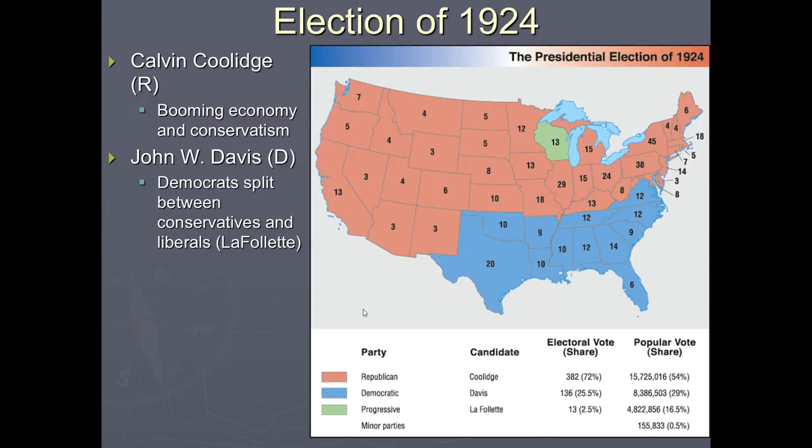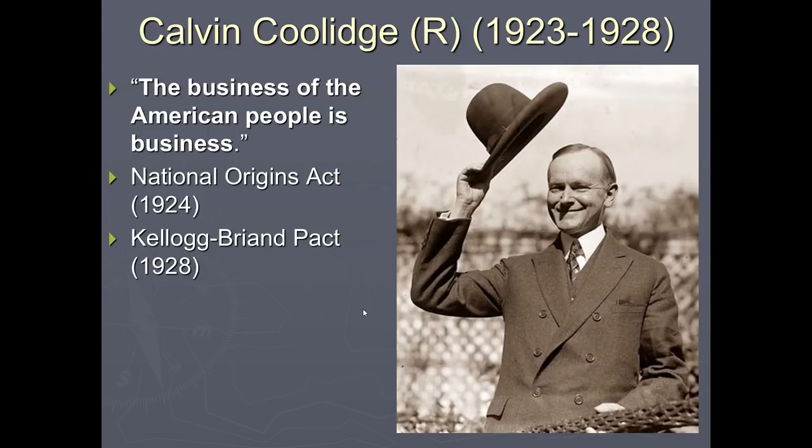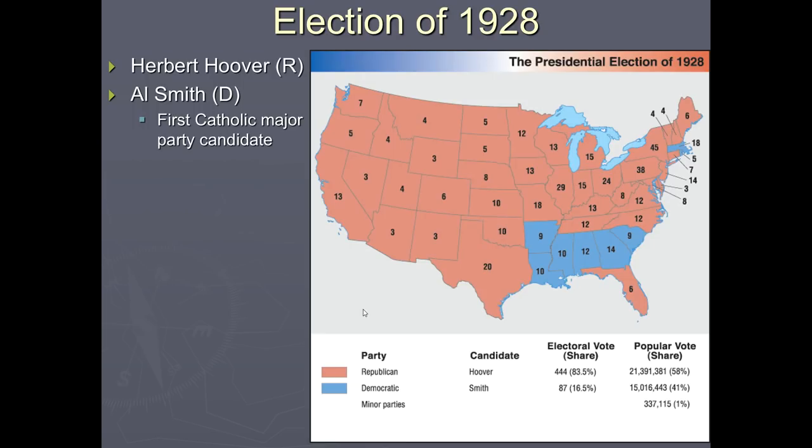Calvin Coolidge, who was the vice president, will take over as president and then run again in 1924 and will win mainly because he was conservative. The economy at the time was booming. He was known as Silent Cal. He didn't say a whole lot as president, probably the kind of president that we'd like today, right? But he believed that the business of the American people is business. And so he was a rather popular president, especially because the economy in the United States was soaring during the 1920s.